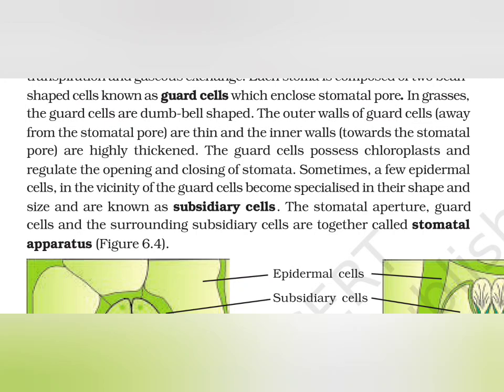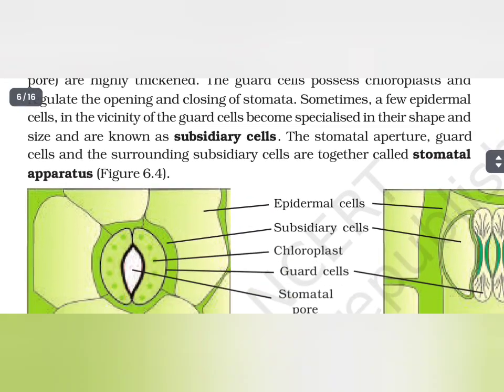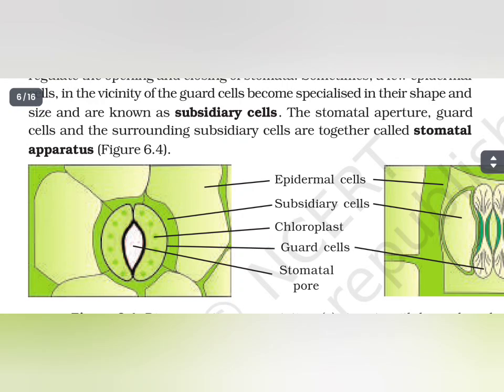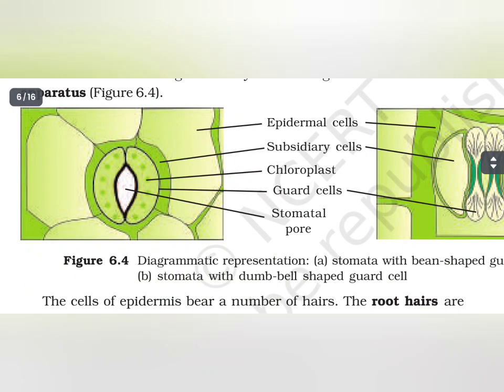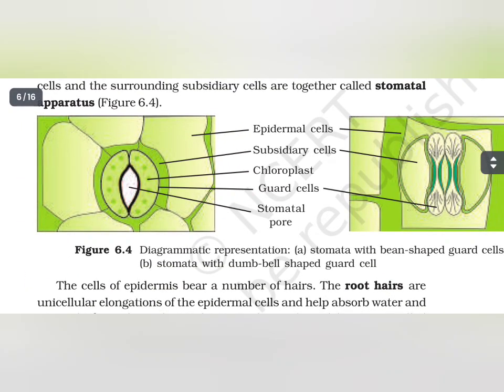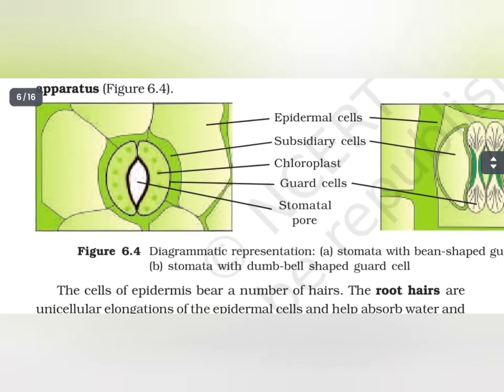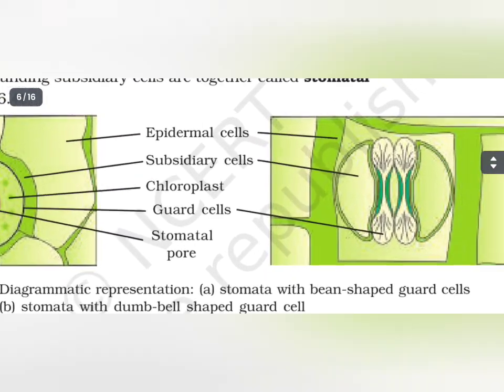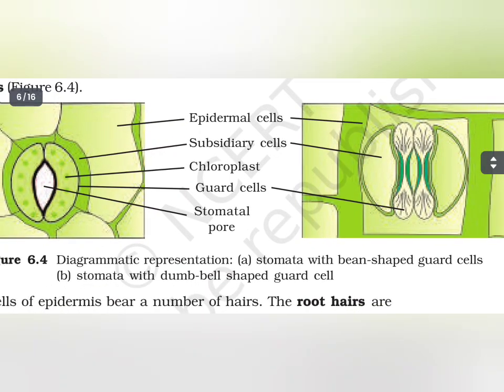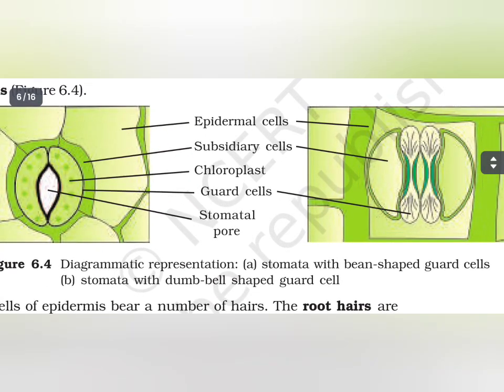Sometimes a few epidermal cells in the vicinity of the guard cell become specialized in their shape and size and are known as subsidiary cells. The stomatal aperture, guard cells and the surrounding subsidiary cells are together called stomatal apparatus. These are the diagrams which show stomata with bean-shaped guard cells, and this one is the stomata with dumbbell-shaped guard cells. Both have epidermal cells, subsidiary cells, chloroplast, guard cells and stomatal pore.